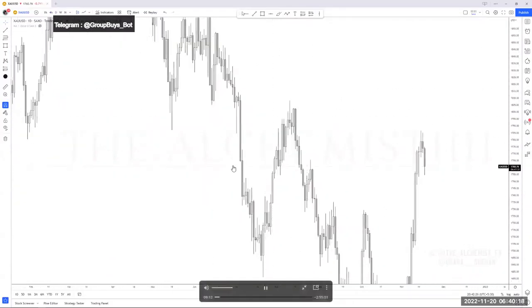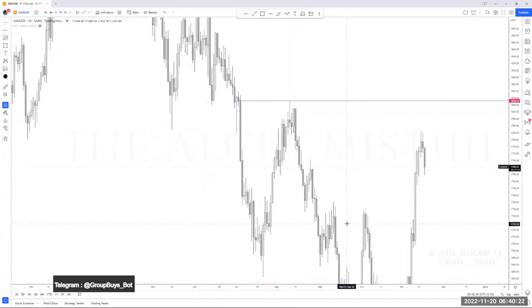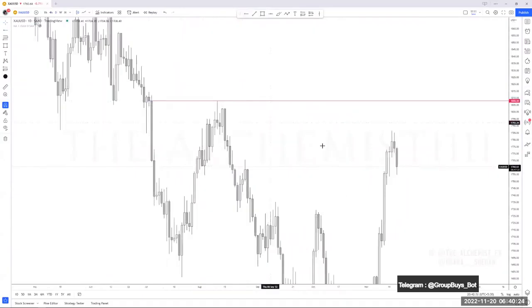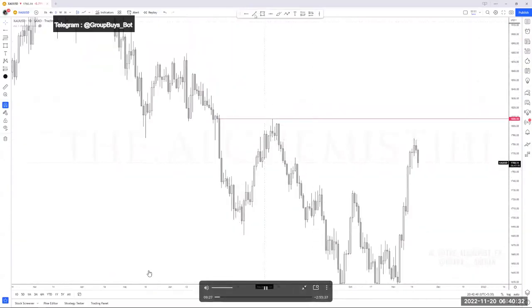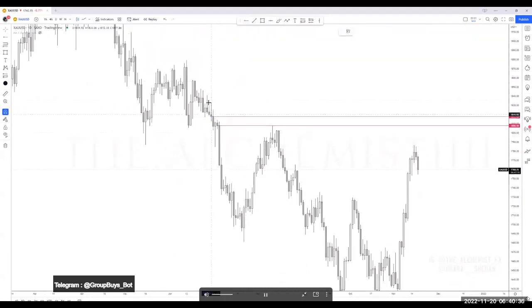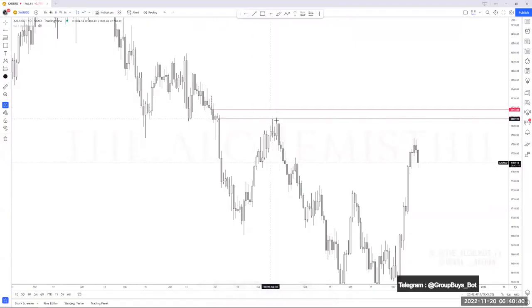For example, where did this one tap into? Right into this open close level. We had the closing price of the daily in here, so price tapped right into it and started dropping. Now you might think, we had some areas in here, maybe up here, but why did it tap here? I'll show you, because there are other confluences that we use.